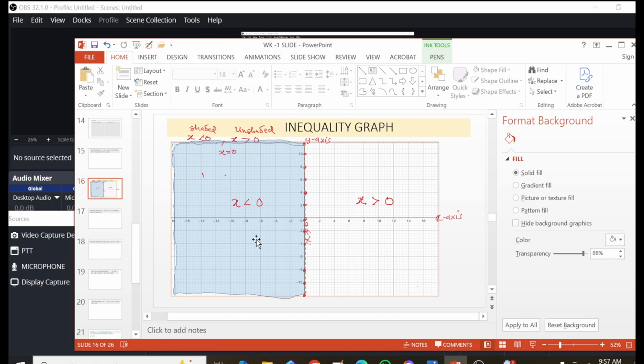And this part is shaded, which is s less than 0, because I said the shaded region should be s less than 0. Then the unshaded region should be s greater than 0. This is one of the graphs. Let's go to the second part of the graph.